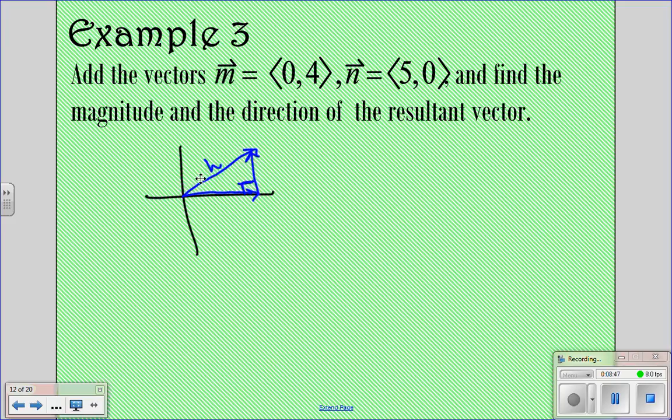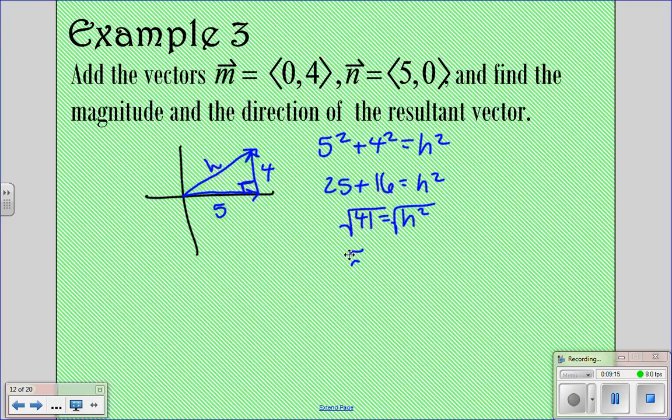So the magnitude is the length of this. Well, this length here is 5, and this length here is 4. So we're going to have 5 squared plus 4 squared equals your hypotenuse squared. So 5 squared is 25, 4 squared is 16. So if you add those together, you get 41. And then you can take the square root of those. And so your magnitude is the square root of 41, which you can round to 6.40, or you can leave it as the square root of 41. It didn't specify, so it doesn't really matter to me which one you do.